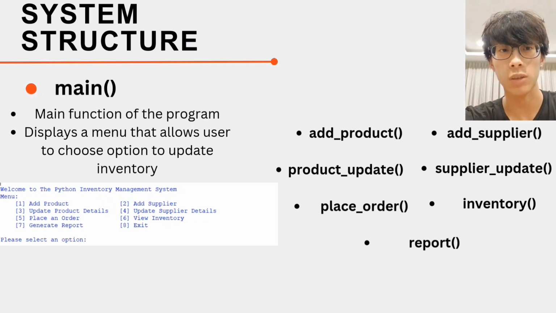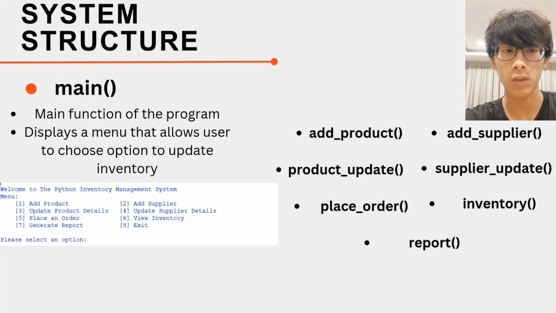Fifth is the place order function. This lets users place an order on the system. The user will choose a quantity of a certain product in the inventory. The system then calculates the total price of the order and updates the inventory according to how much was sold. Six is the inventory function, which displays the contents of the inventory to the user.